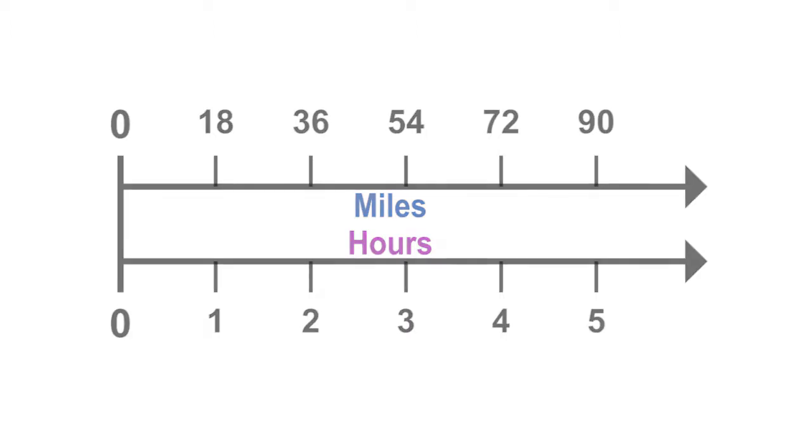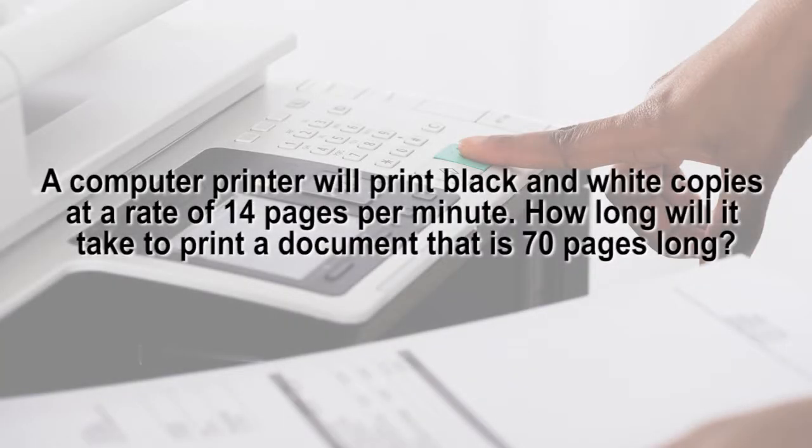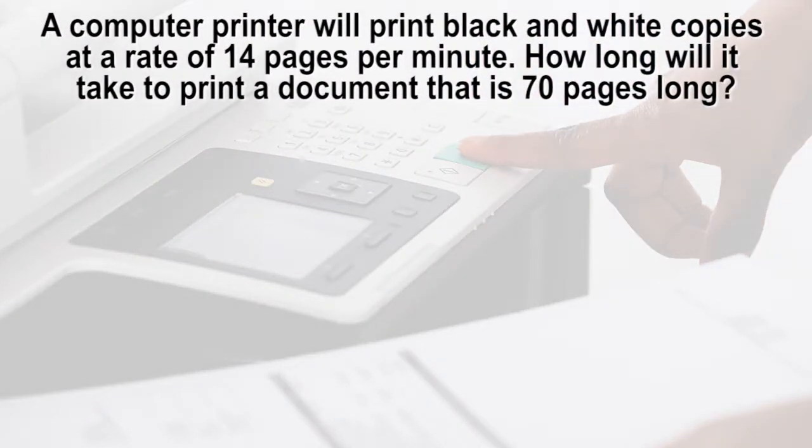Let's take a look at our first problem. A computer printer will print black and white copies at a rate of 14 pages per minute. How long will it take to print a document that is 70 pages long? Let's use a double number line to represent the data from the problem.